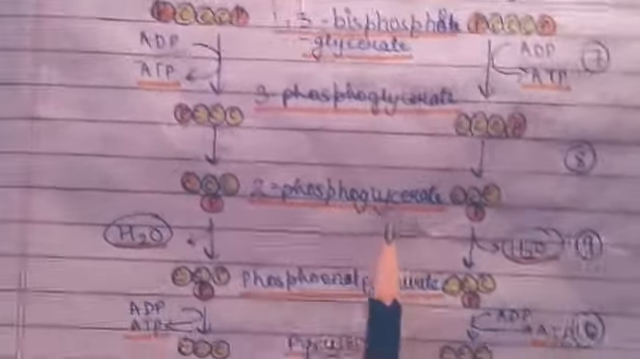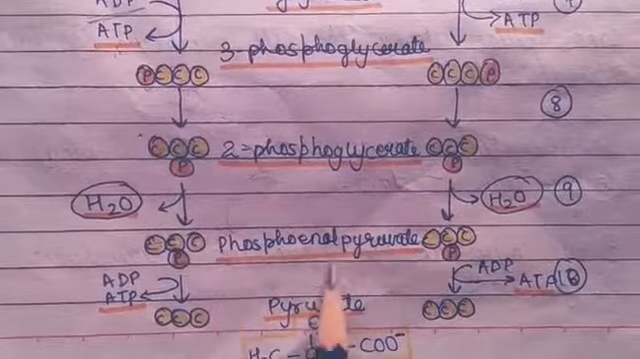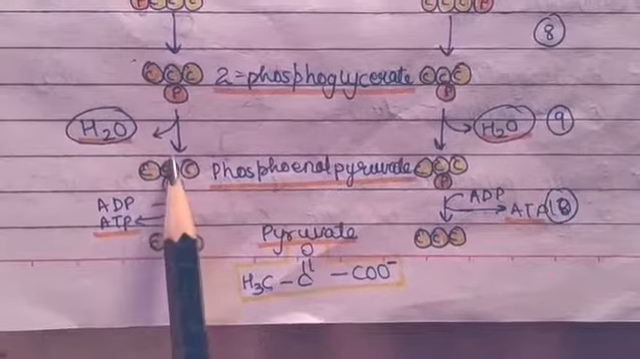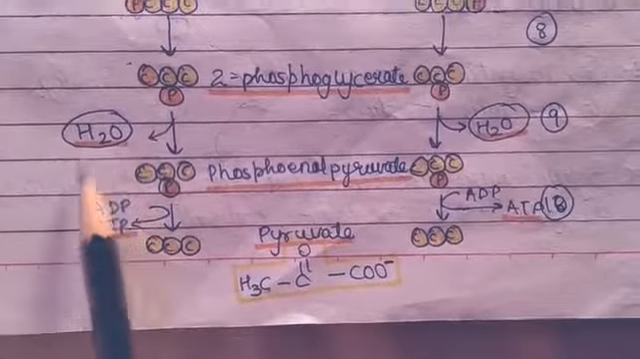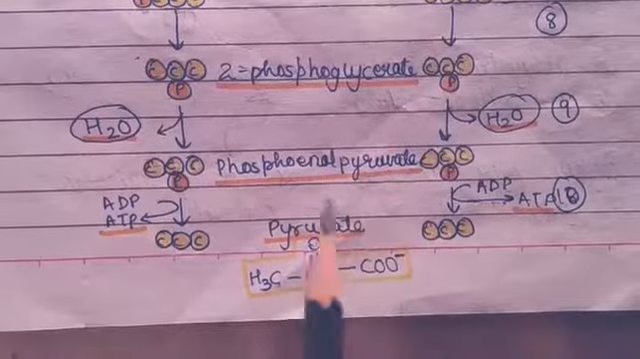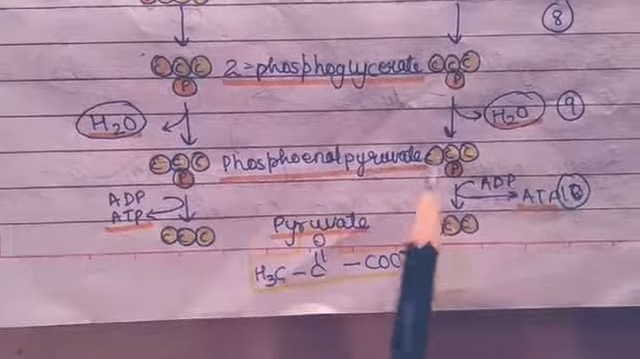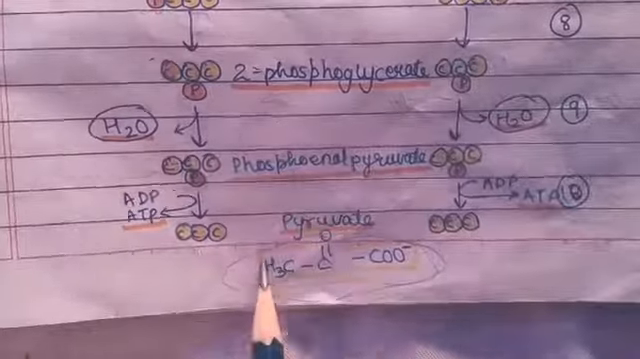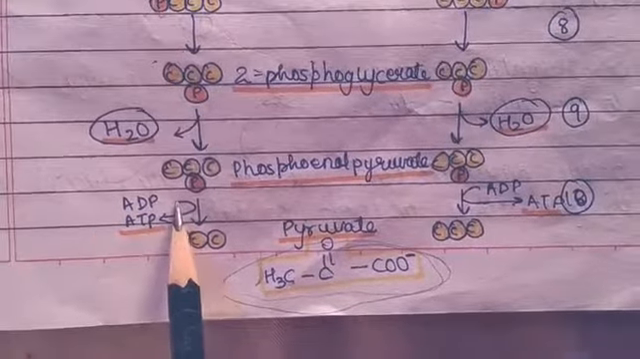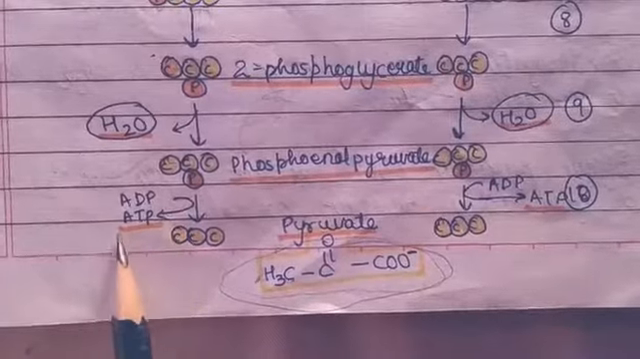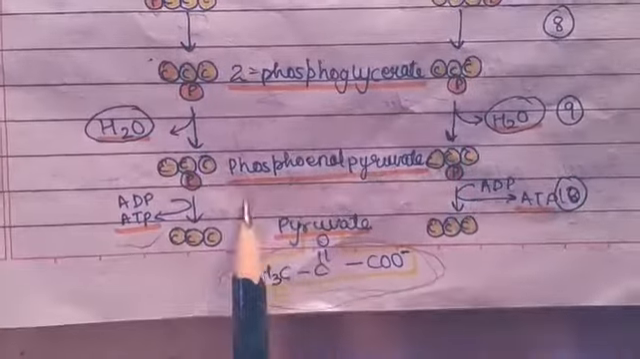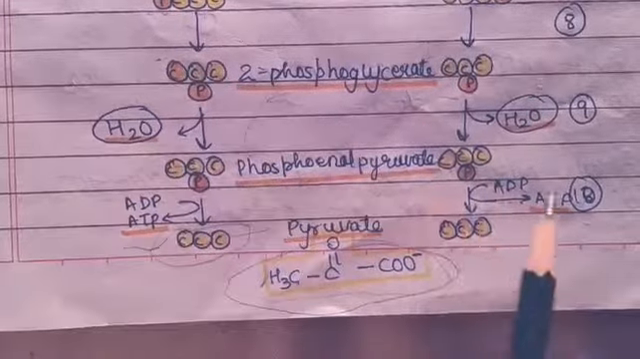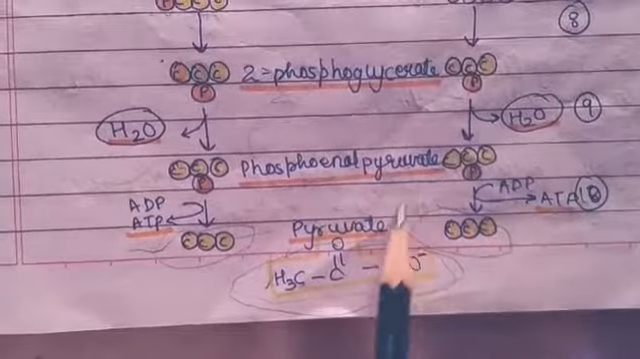As we can see, now this 2-phosphoglycerate is converted into phosphoenol pyruvate. This phosphoenol pyruvate is formed by the release of one H2O molecule from 2-phosphoglycerate. Now this phosphoenol pyruvate is converted into pyruvate, the product of glycolysis, with the release of one ATP molecule from phosphoenol pyruvate. Here, two pyruvate molecules are formed separately.